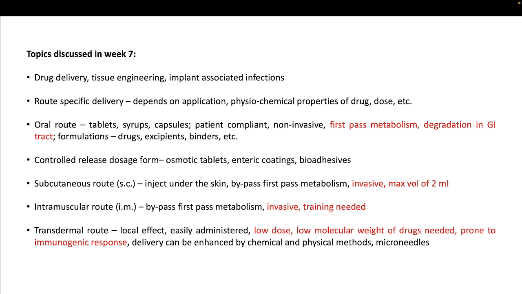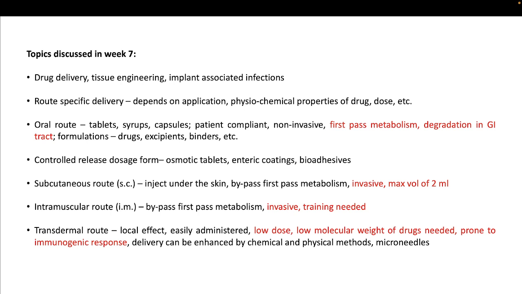Next is the intramuscular route. Similar to subcutaneous, this is also a parenteral route. Below the skin layer, you will have your muscle layer. That's where you inject your drug. So the advantage is similar to subcutaneous. This will also bypass your first pass metabolism, which is a good thing. But again, it's very invasive. Actually, intramuscular injections are very painful, and specific training is required to administer drugs intramuscularly, because it's difficult to identify the muscle layer, and if patients want to self-administer it, they have to be trained in that.